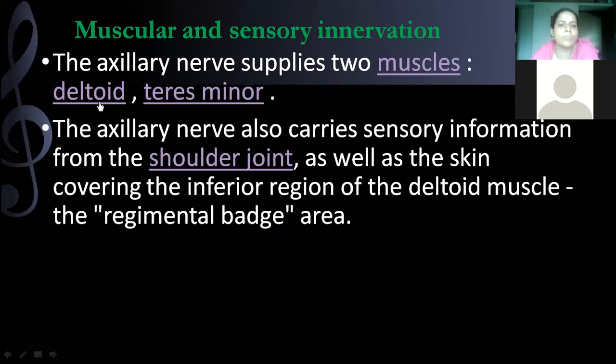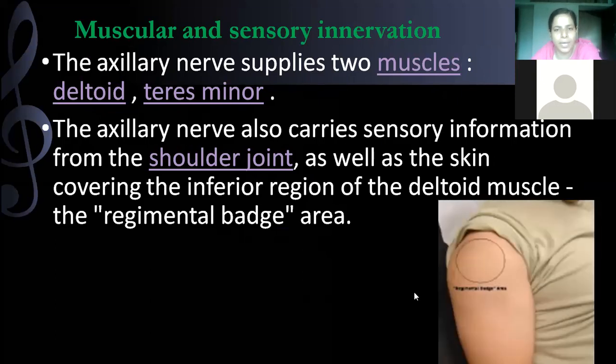Axillary nerve supplies two muscles, that is deltoid and teres minor. One joint, that is shoulder joint. As well as the skin of this area covering the inferior region of deltoid. This is called the regimental badge area.